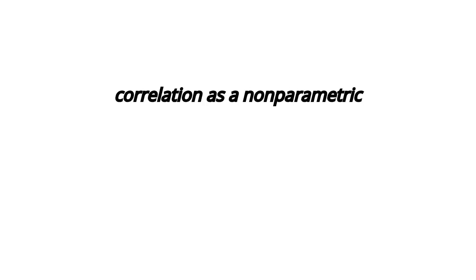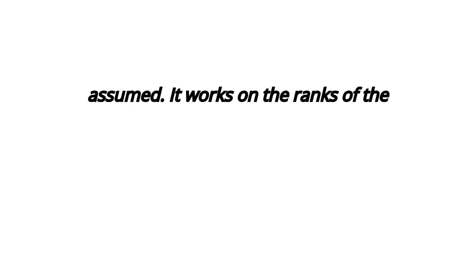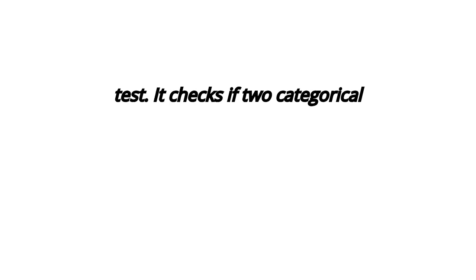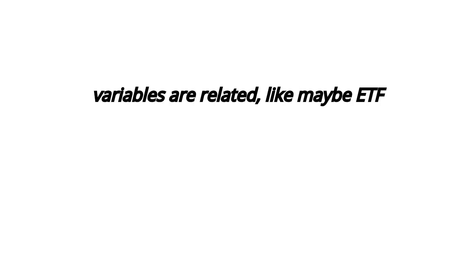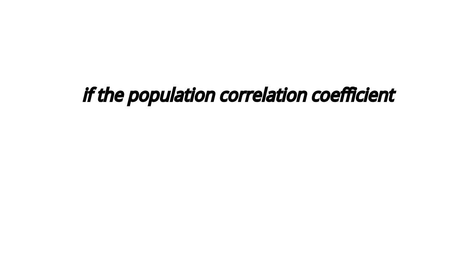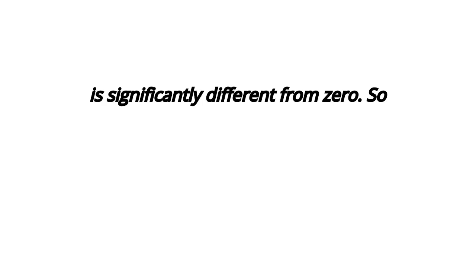Any examples? Our material mentions the Spearman rank correlation as a non-parametric alternative to the standard Pearson correlation when normality can't be assumed. It works on the ranks of the data. And the chi-square test for independence, which we mentioned for categorical data, is also a non-parametric test. It checks if two categorical variables are related, like maybe ETF size category and investment objective. And we can test correlation itself. Yes, you can use a t-test to specifically test if the population correlation coefficient is significantly different from 0.